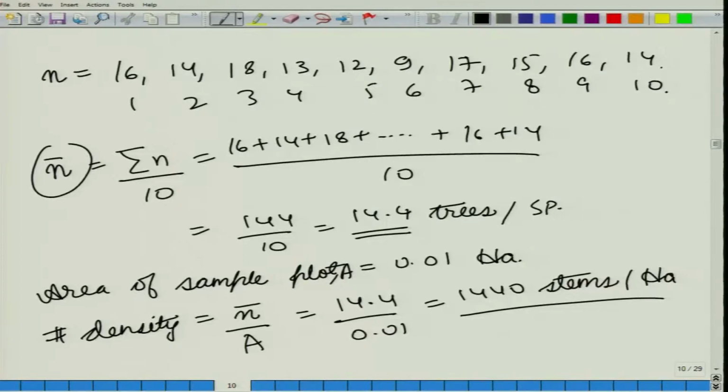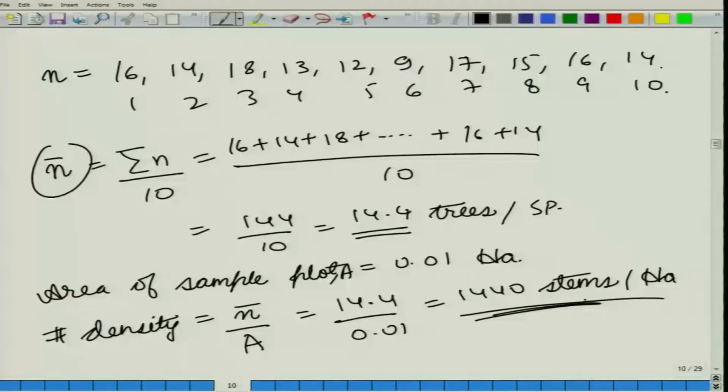So, we can very easily calculate the stand density by taking a sample plot of a fixed area, counting the number of trees that are there in the sample plot, and then dividing that by the area of the sample plot to get the stem density. So, that is one way of finding out the stem density. Let us look at another way now.